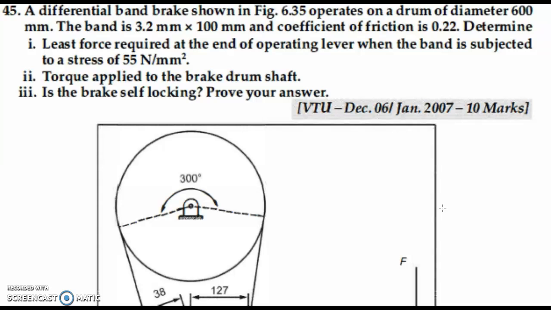Determine the least force required at the end of the operating lever when the band is subjected to a stress of 55 Newton per millimeter square. Second, the torque applied to the brake drum shaft. Then the last one, is the brake self-locking? Prove your answer. So this is the figure for this particular question.